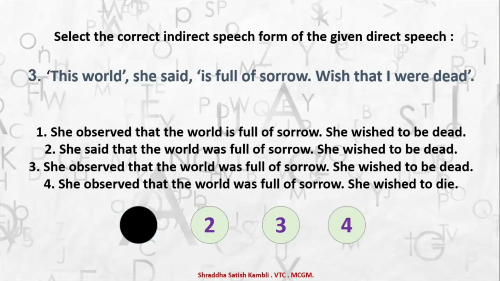She observed that the world is full of sorrow. Now this is a universal truth. That the world is full of sorrow is a universal truth. She wished to be dead. Okay, so this is the correct answer.